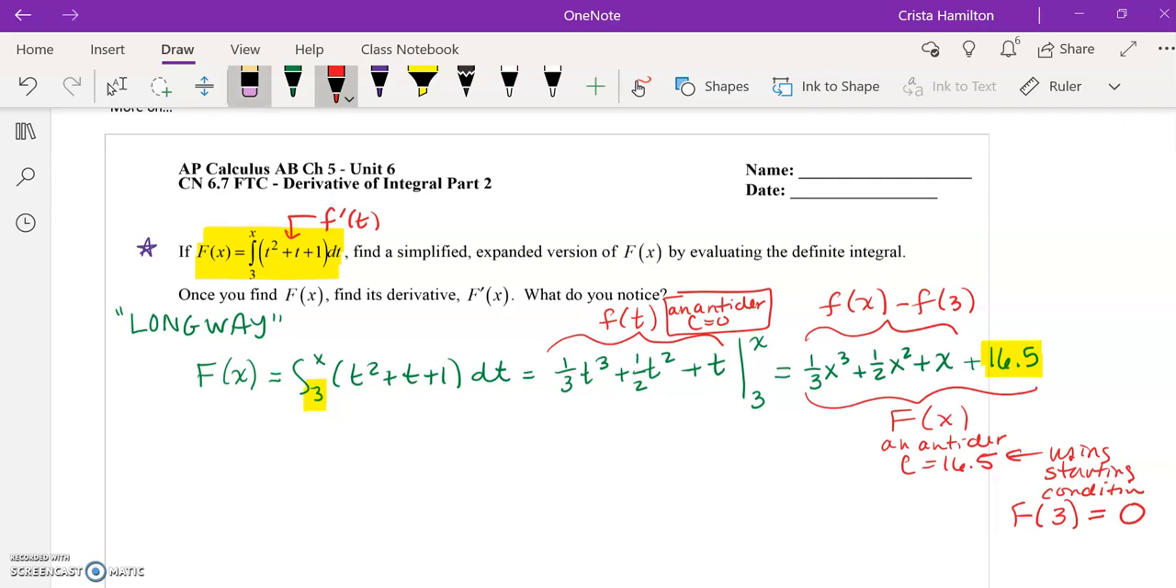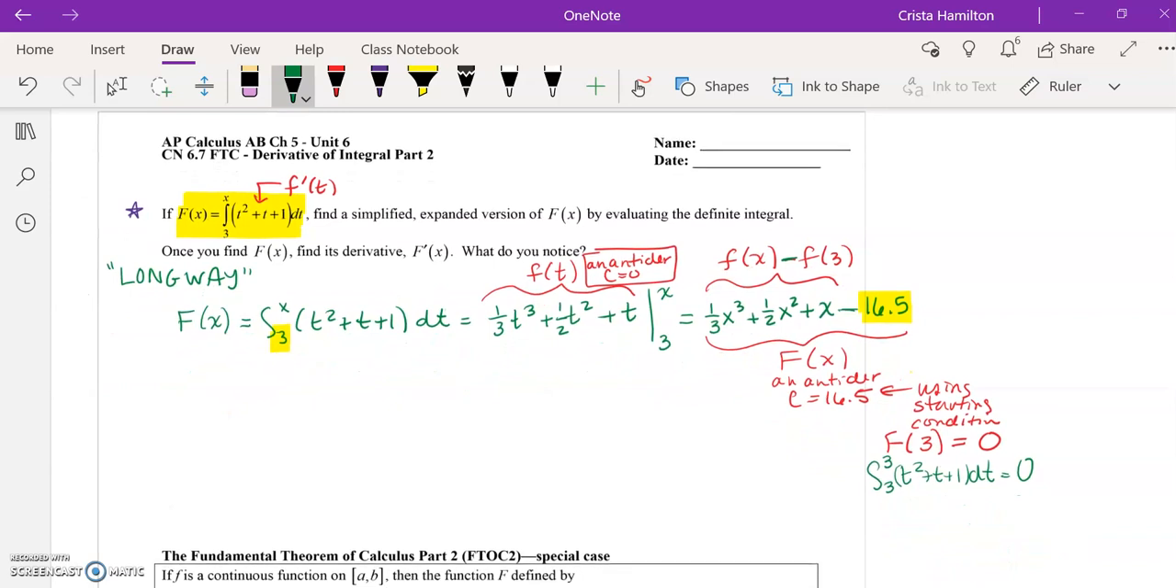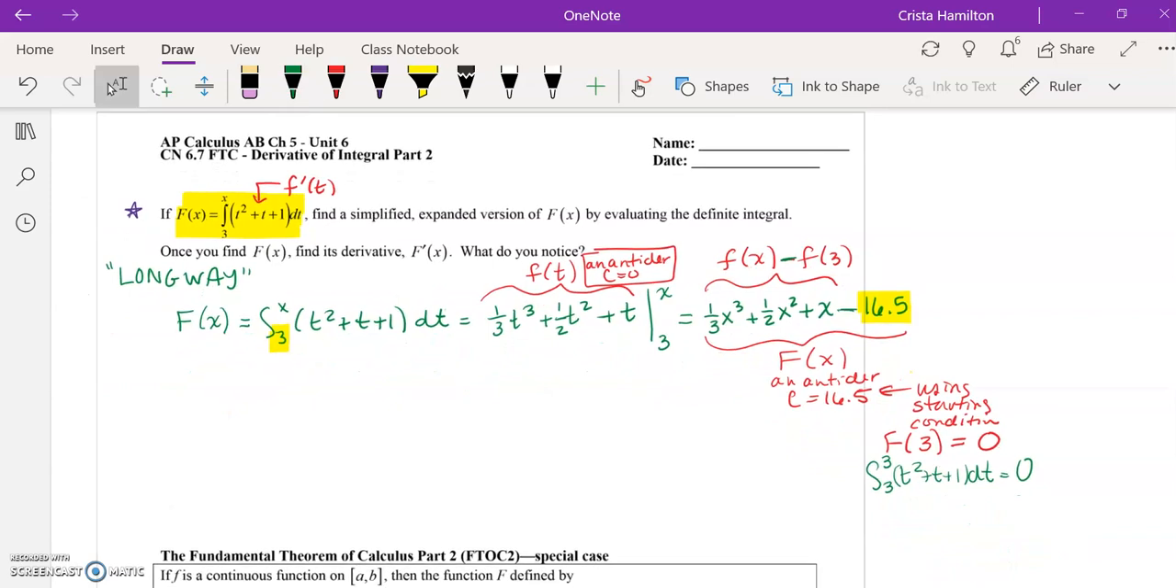And I just realized I do have a mistake right here. This should be a minus because it's minus f of 3 there. All right, so that's this idea. And why is F of 3 equal to 0? That's because if I was doing the integral from 3 to 3 of t squared plus t plus 1 dt, when you start at 3 and end at 3, how much area have you accumulated? The answer is none. So your initial starting condition is hidden in there by that beginning value that's there.